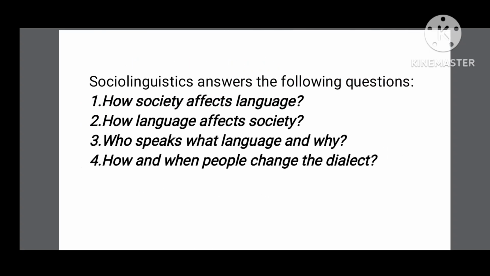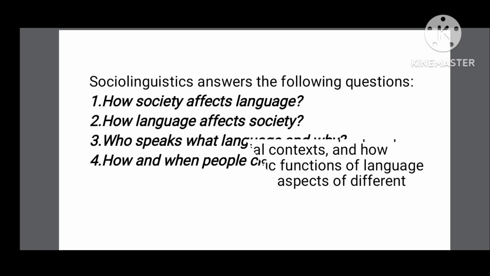Sociolinguistics as a separate discipline answers the following questions. How society affects language, because people speak differently according to their class and social context. The second question is: how language affects society, because language shows the age of a person, the class of a person, as well as the sex, nationality, and ethnicity of a person. The third question is: who speaks what language and why. The fourth question is: how and when people change the dialect, because the same language has different dialects and people change the dialect according to the social context and their needs.